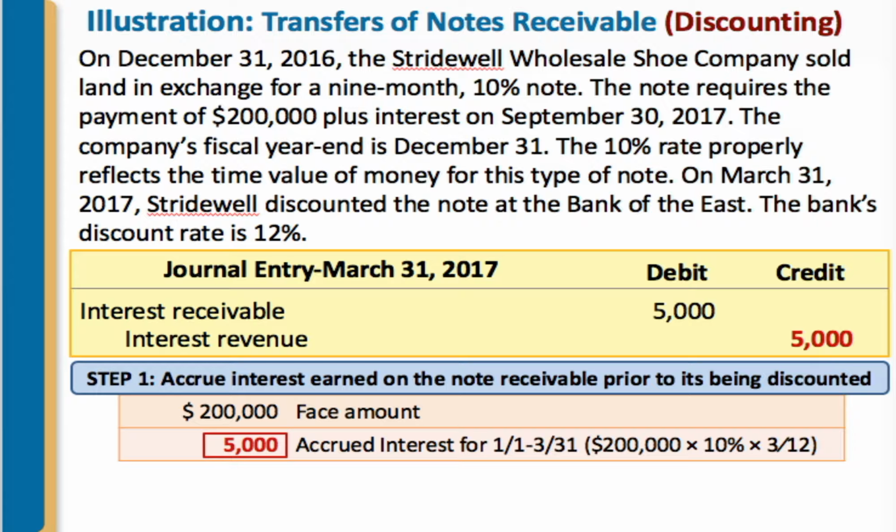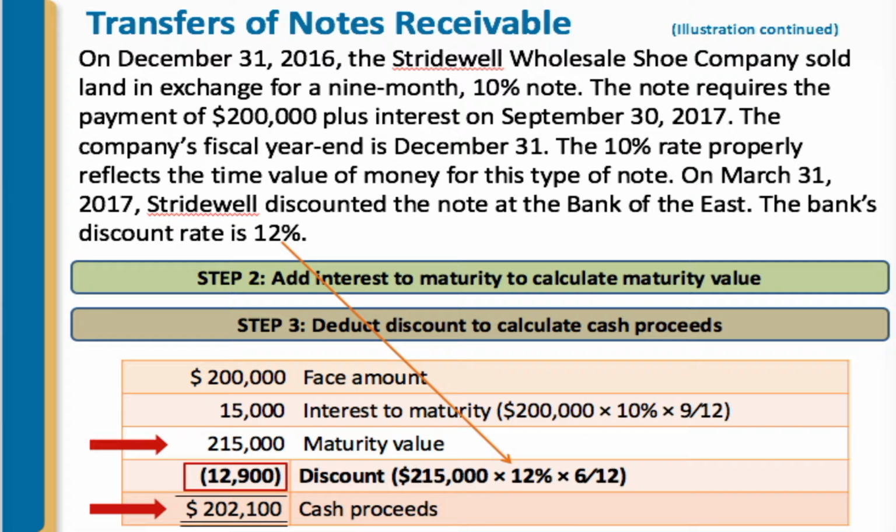Because the note has been outstanding for 3 months in this situation, before it's discounted at the bank, Stridewell would first record the interest that is accrued prior to being discounted. The next step is to add interest to the principal to compute the maturity value. For this, we will add interest of $15,000, 10% of the $200,000 for 9 of the 12 months, to the face value of $200,000. Thus, we get the maturity value of $215,000.